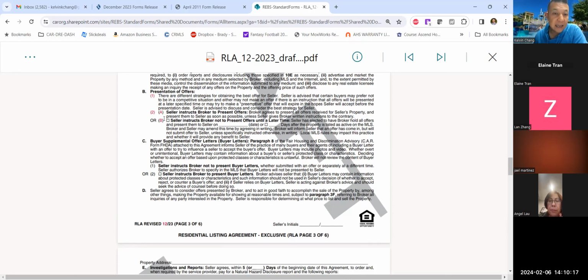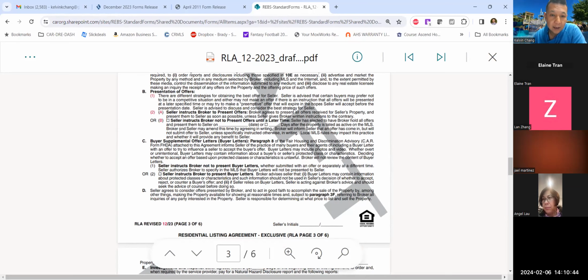And the seller, by default, instructs broker to present all offers as soon as possible, unless seller gives broker written instructions to the contrary. Sometimes the seller may say, look, it's the first 2 weeks, so I do not want to look at any offer for the first 14 days. They have to email you. I don't want to see and review anything until, you know, the 15th day or afterwards, and then we'll present them all at the same time.